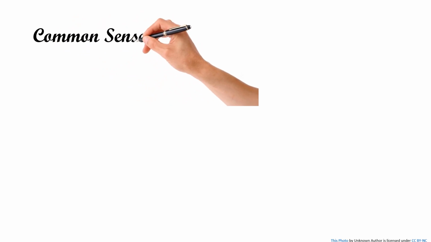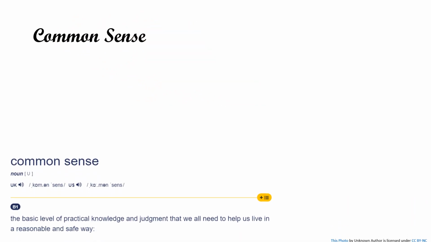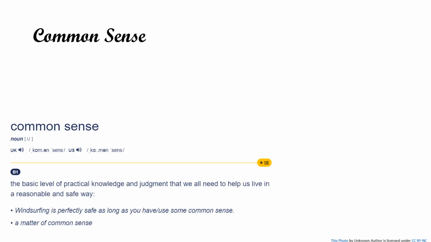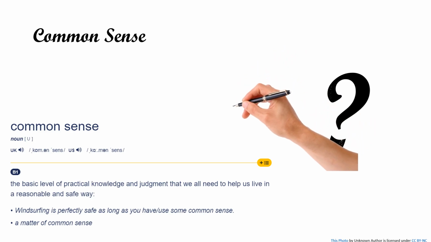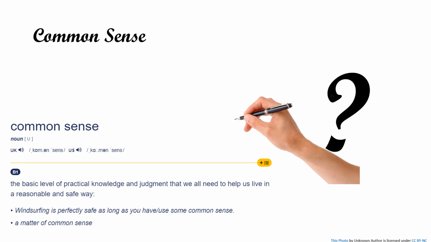So now we have common sense. I think this is the most important. It is the basic level of practical knowledge and judgment that we all need to help us live in a reasonable and safe way. So if you have common sense, your software will be really good. We can raise, for example, one question. If I'm going to work on some publicity program, I need to understand which person I'm working for to make the best software for them.